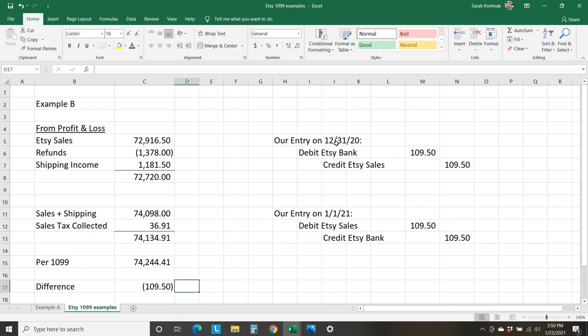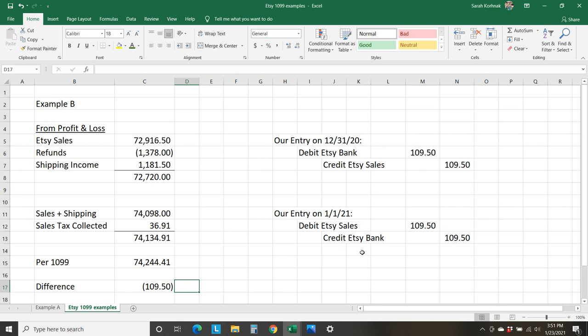So for our reversing entry, we're going to post an entry on 12/31 and then reverse it on 1/1/21. Our entry on 12/31/20, because of the way our difference needs to go, which will most likely be the way your difference goes as well, we are going to credit first. Etsy sales needs to be increased, right? Because our 1099 amount is higher than our profit and loss. So we are going to credit Etsy sales for the $109.50 and debit Etsy bank.